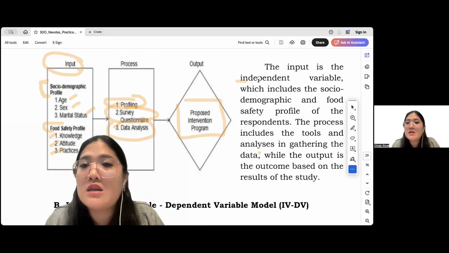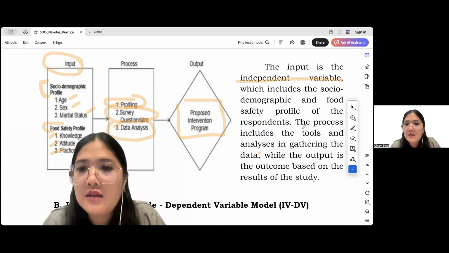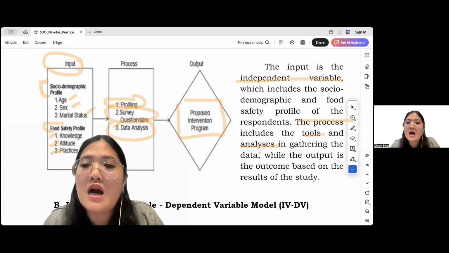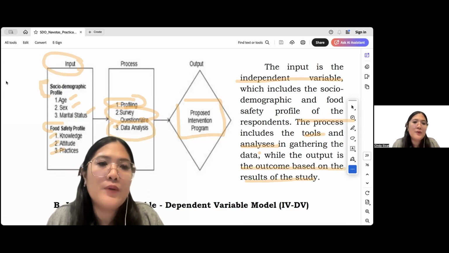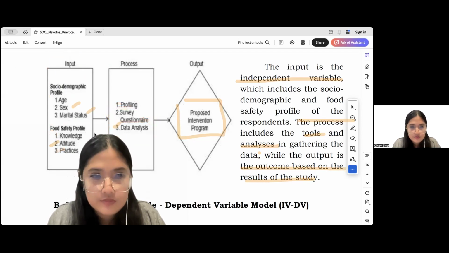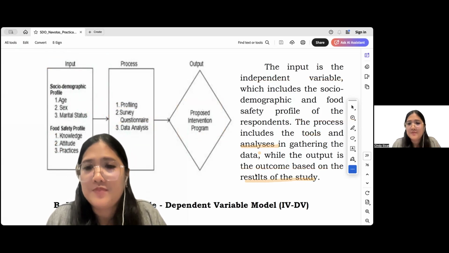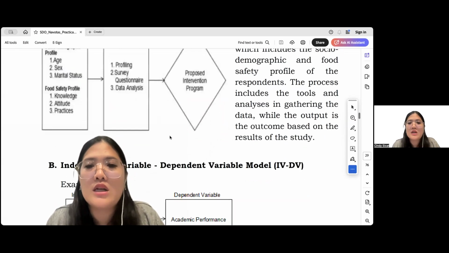So again, the input is the independent variable. Here, we have mentioned the social demographic profile and the food safety profile. And then the process would be the tools and the analysis and gathering the data. And lastly, the output is the outcome based on the results of the study. So I hope we're clear with that, okay? You could also search for other examples of IPO. I believe that you'll be able to find numerous examples online, okay?